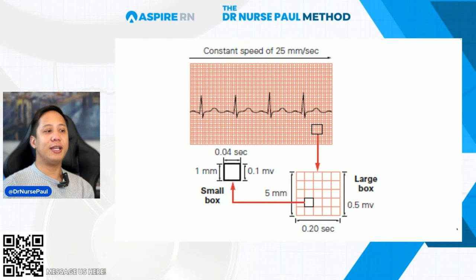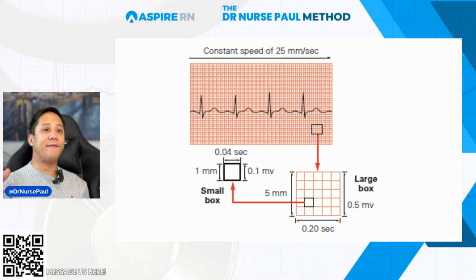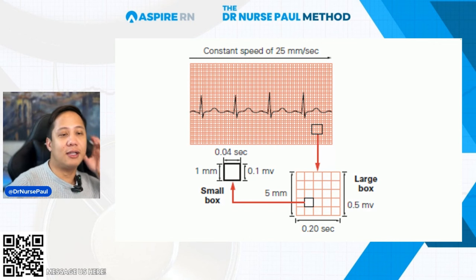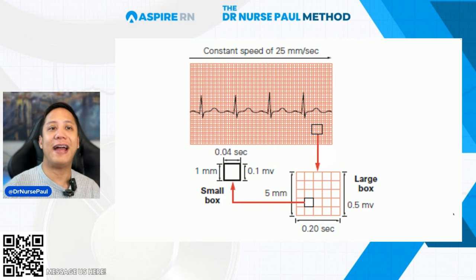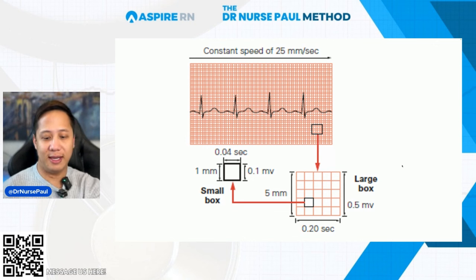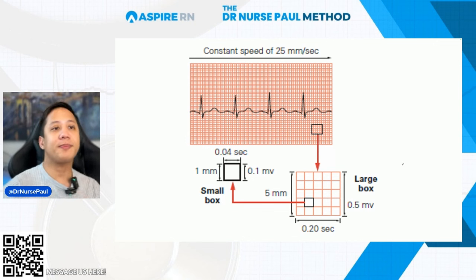Let's talk about your EKG strip itself. You see small squares, big squares, right? An EKG strip can tell us plenty of things. It can tell us the millivolts, all right? It can also tell us the time, how fast, how slow the heart can beat, right? So now you see the EKG.